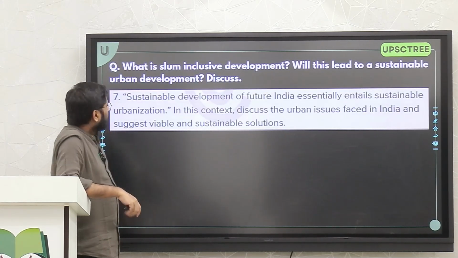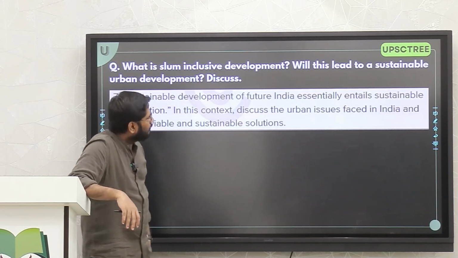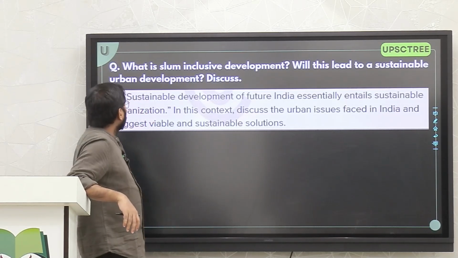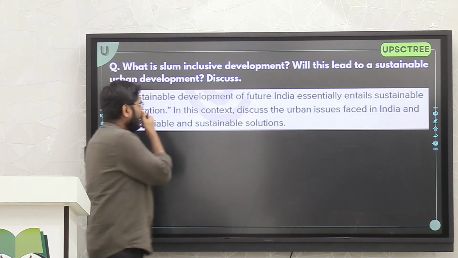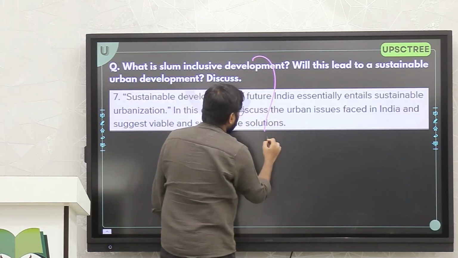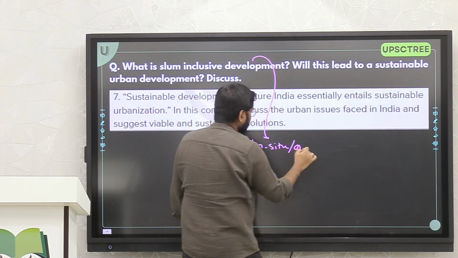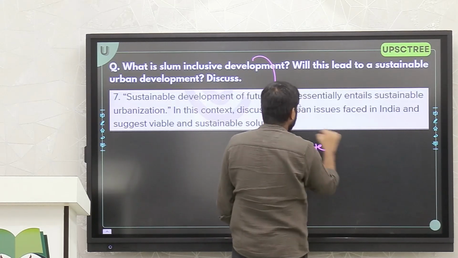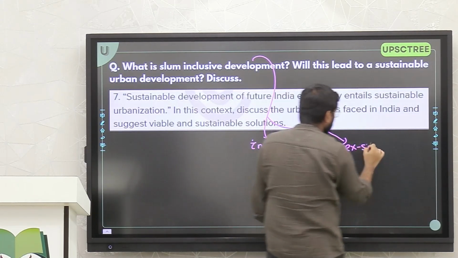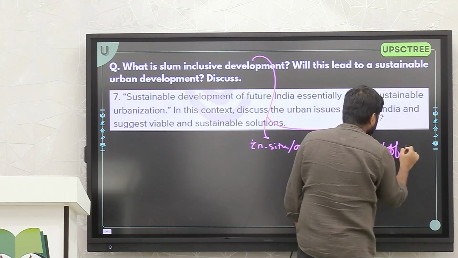Okay. Next question: what is slum-inclusive development? Will this lead to sustainable urban development? See, when you talk about slum development, it can be in situ, जिसे हम on-site development कहते हैं, और it can be ex situ और off-site.